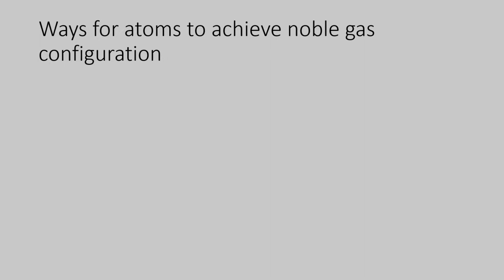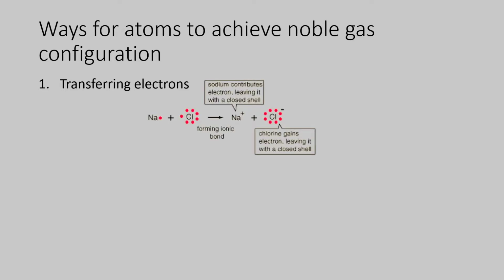Kita akan belajar ways of atom to achieve noble gas configuration. Okay, macam mana dia orang ada atom ni yang bukan group 18 ni, dia orang nak jadi macam group 18, nak jadi macam kerabat diraja ni. So one way is transferring electron.